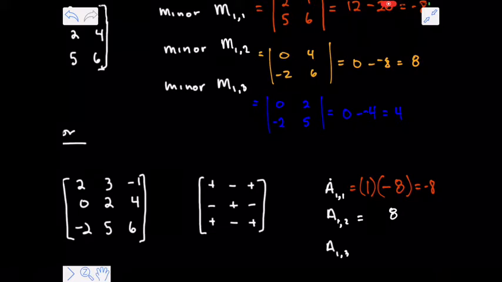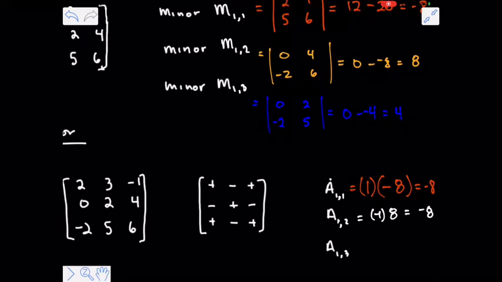But then if we cross out row 1 and column 2, then that intersection point right there, 1 comma 2, has a negative sign. So that means we're going to multiply that minor now by negative 1 because there's a negative sign there. So the cofactor 1 comma 2 is actually negative 8.